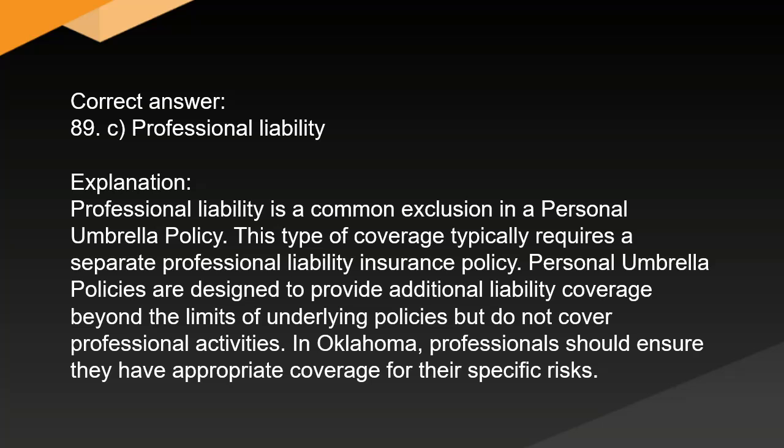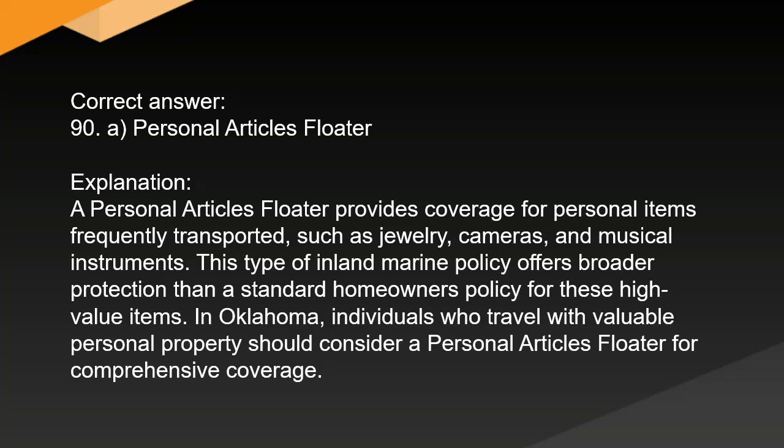Correct answer. C. Professional liability. Explanation. Professional liability is a common exclusion in a personal umbrella policy. This type of coverage typically requires a separate professional liability insurance policy. Personal umbrella policies are designed to provide additional liability coverage beyond the limits of underlying policies but do not cover professional activities. In Oklahoma, professionals should ensure they have appropriate coverage for their specific risks.